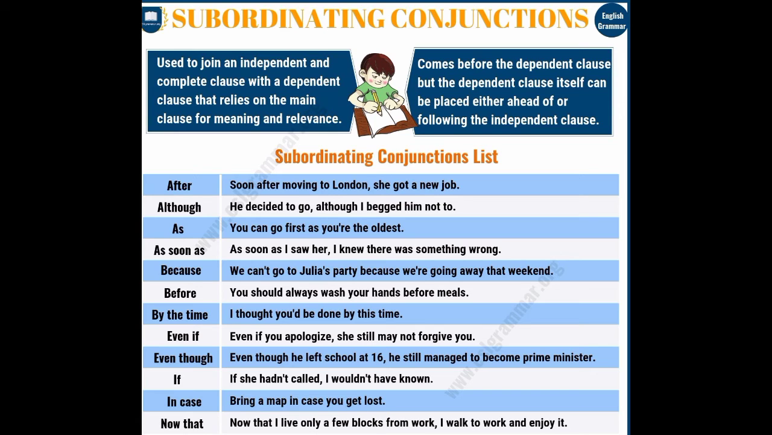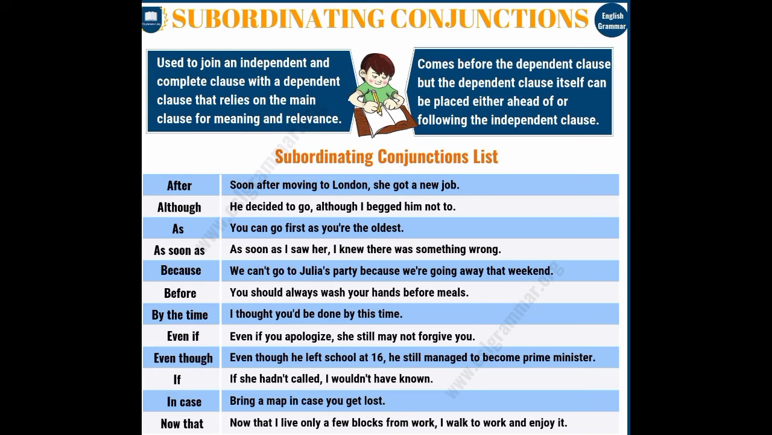And a subordinating conjunction comes before the dependent clause, but the dependent clause itself can be placed either ahead of or following the independent clause. So what does it mean? That we can put the dependent clause after the conjunction. So the dependent clause, the part of the sentence, can be put only after the conjunction, but the independent clause can be put anywhere. So it can be put before the conjunction also, and it can be put after the conjunction also.